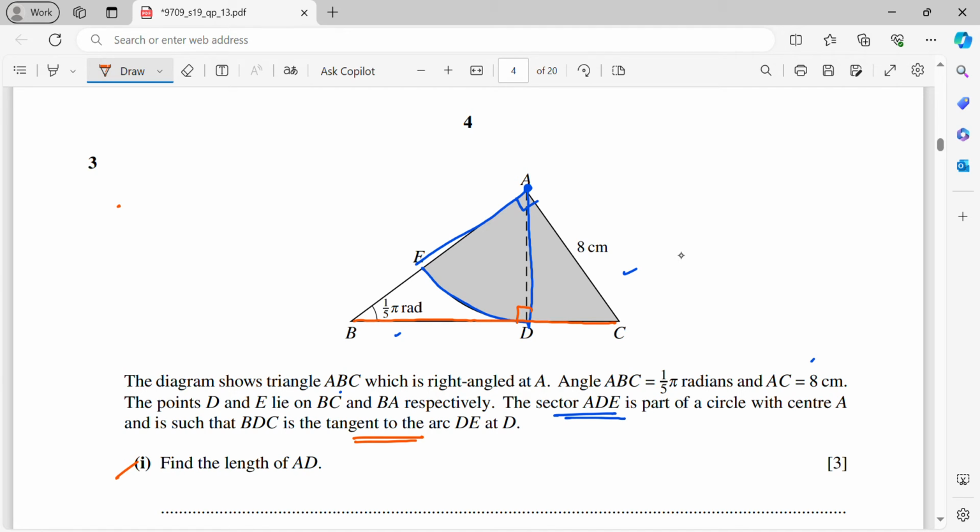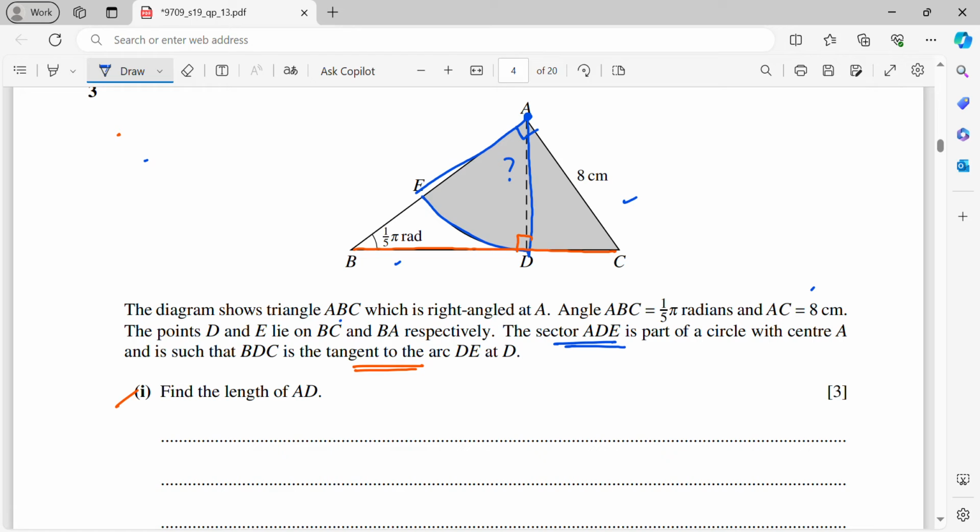Now first part, find the length of AD. ADC is a right angle triangle, because BDC is a tangent. But if I need to find AD, I need to find the angle, either DAC or DCA. Since here is 90 degrees, and here is also 90, ADB, I can find this angle, and then calculate the angle next to it.